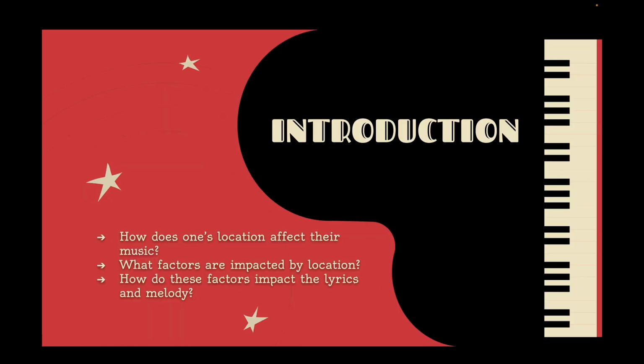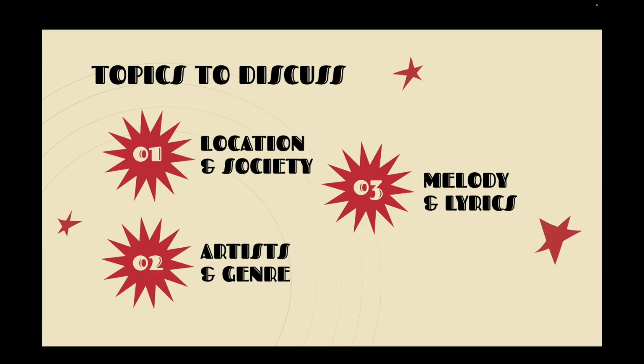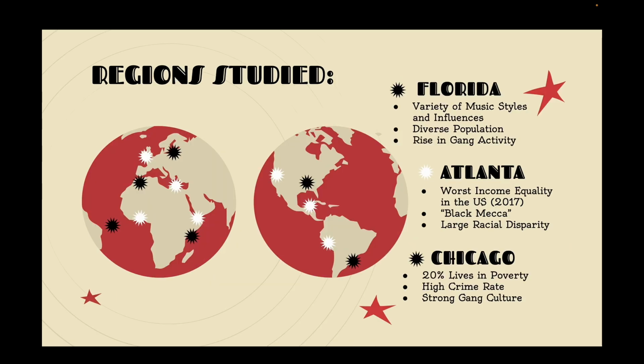So the main question that I had to answer was, how does location affect the music? And it kind of led me into these further questions of wondering what factors really impact the lyrics and melody. So for the 3 main topics I want to discuss, it's location and society, the artist and the genre, and then the melody and lyrics. So the regions specifically are Florida, Atlanta, and Chicago. Those are where the artists that I chose are from.